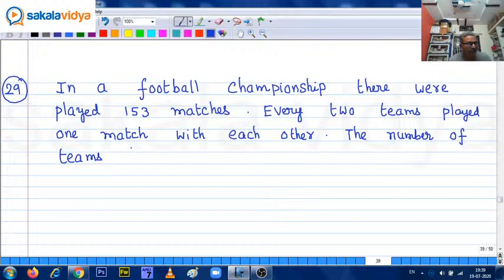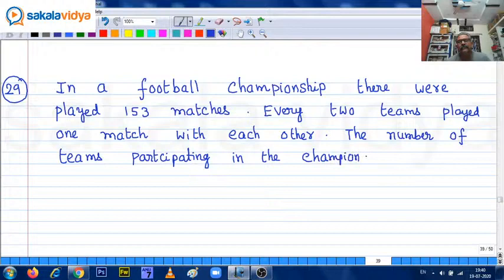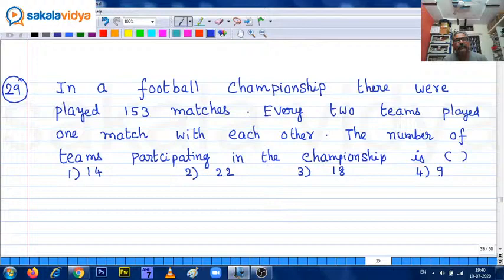The number of teams participating in the championship is, this is the question, right? First option is 14, second option 22, third option 18, fourth option 9. That means how many teams did participate in the championship, that we need to find out. The number of matches played by the teams is 153. So we need to find out the number of teams which participated in this particular football championship.